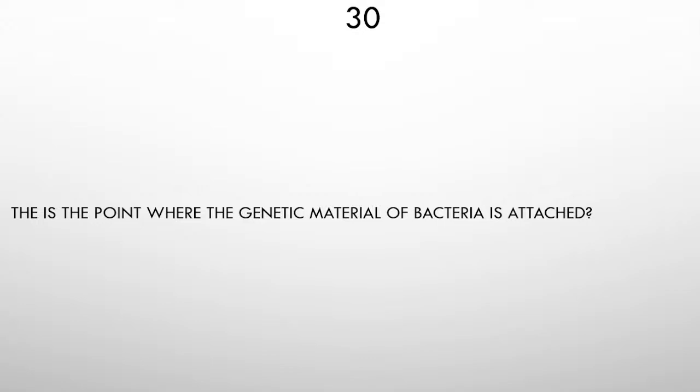Please, it's a true or false question I've seen in the question banks in ASCPI. True or false: there is an absence of genetic material in bacteria. It's actually false. Even viruses, lacking as they may be of cellular structures, still have genetic material. So anything you talk about in microbiology will have genetic material, 100%. So the point where genetic material is attached is the mesosome. All right.